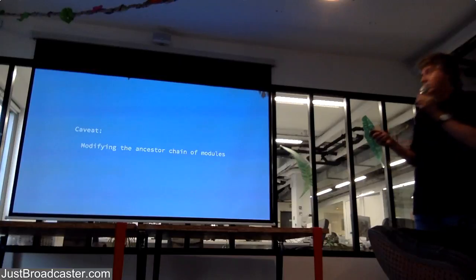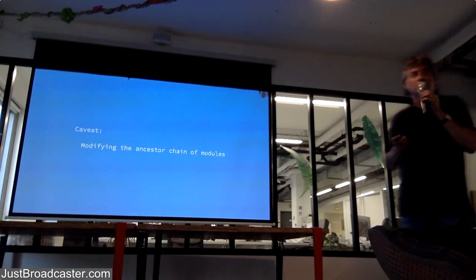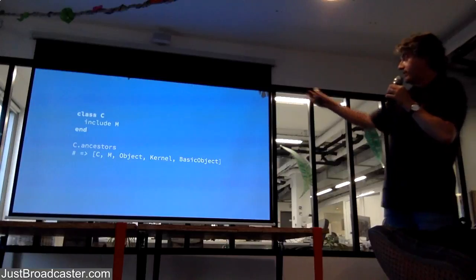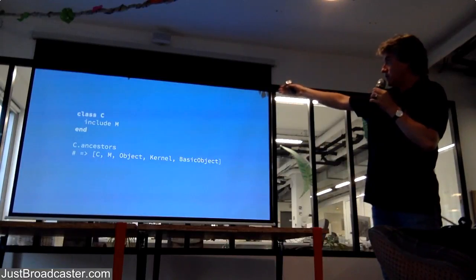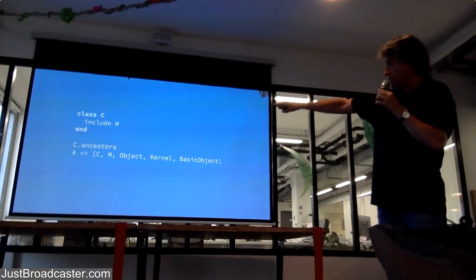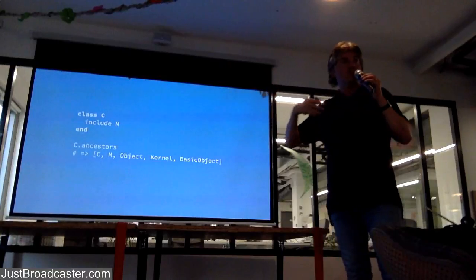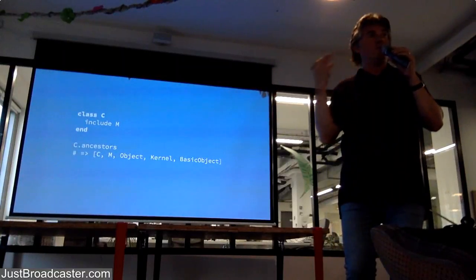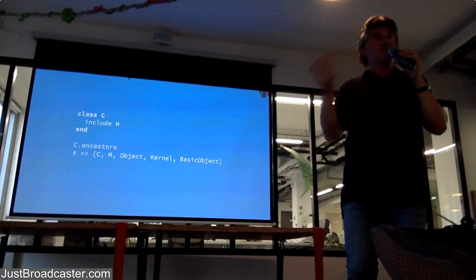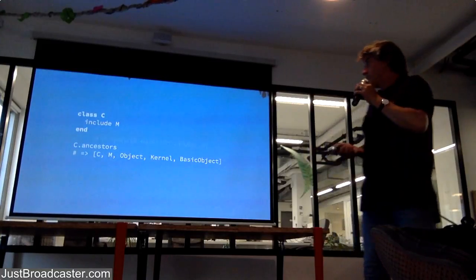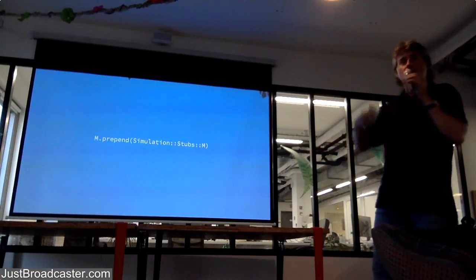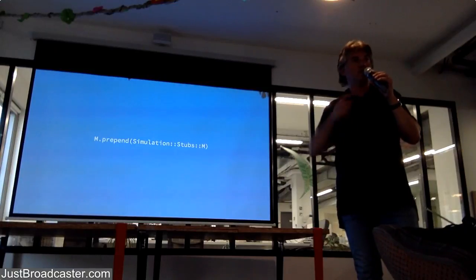There's a caveat here, which is modifying the chain of modules. So if you have a class C that includes a module M, and that class has this ancestor chain, all right? Okay, if after this code you, for instance, add a method to the module M, it's going to work. The dispatch of methods is going to find it. But if you include or prepend, if you change the ancestor chain of that module, then the class C is not going to find those methods. It's not going to find this thing.